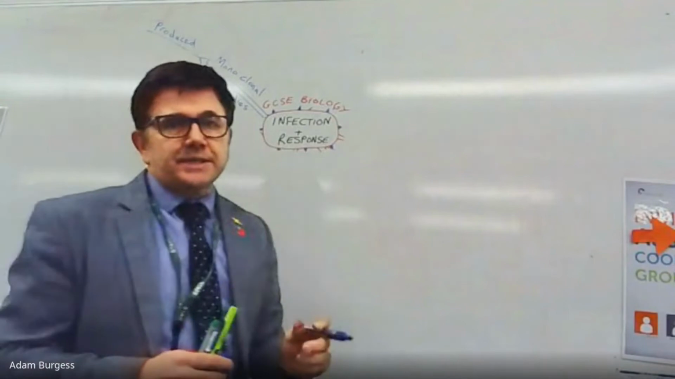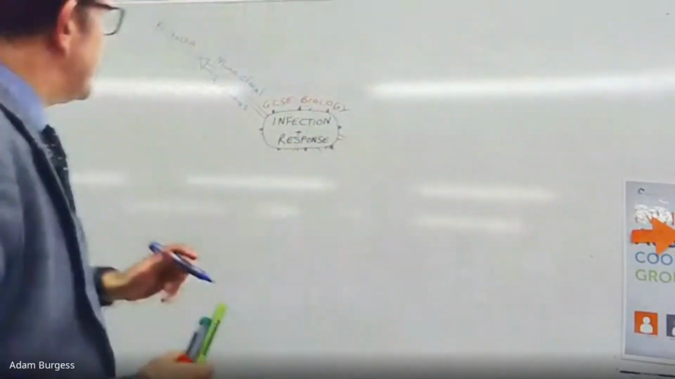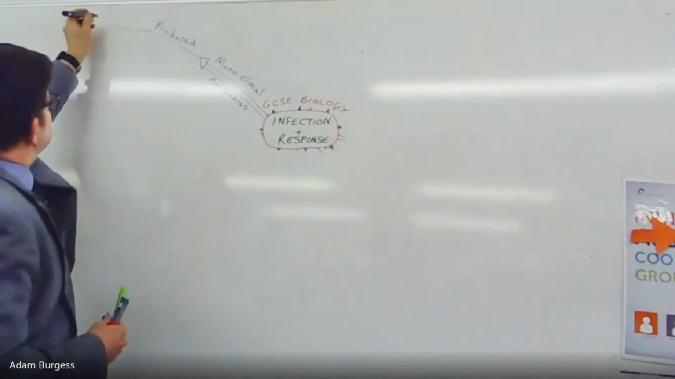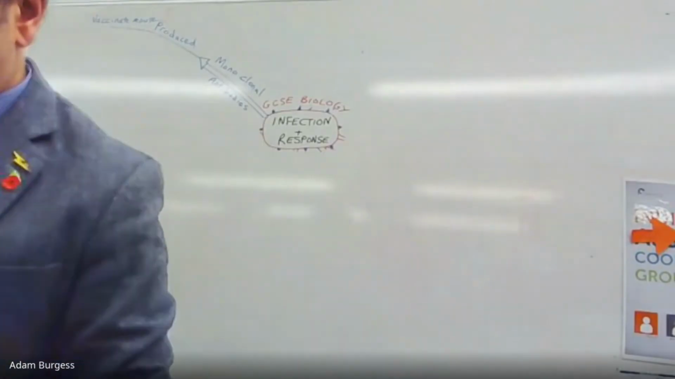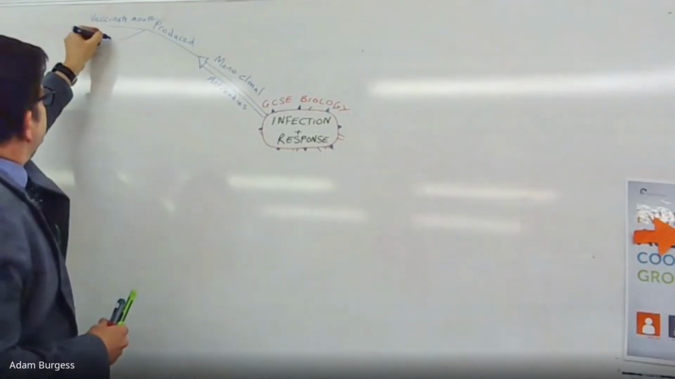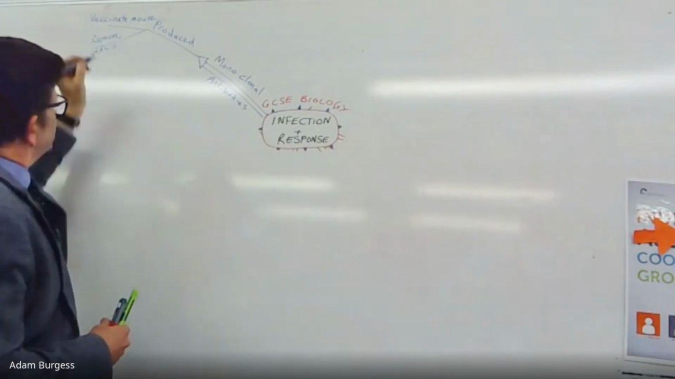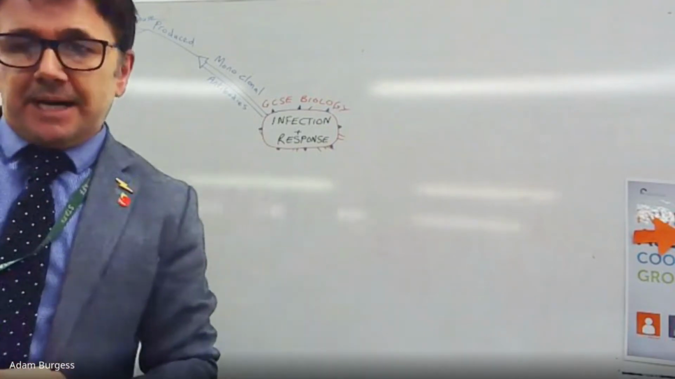Okay, in your GCSE, you don't need to know very much about how they're produced, but I think it's useful that you do know, so I'm going to tell you. So they vaccinate a mouse. They then remove the white blood cells from the mouse. And unfortunately, that's the end of the mouse.